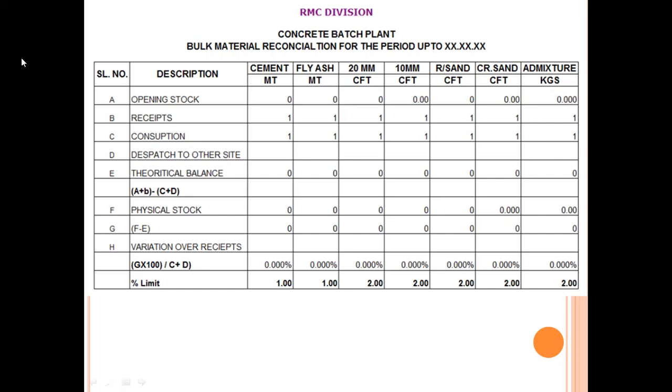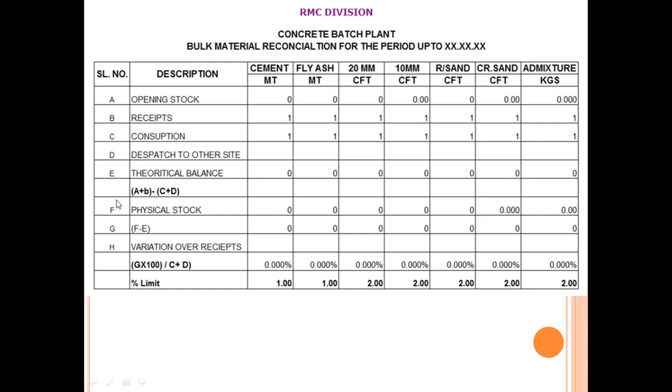Then theoretical balance. A plus B minus C plus D, that is the theoretical balance. So A plus B minus C plus D means these two add and we'll deduct these, so we'll get the theoretical balance. Then physical stock will be checked.